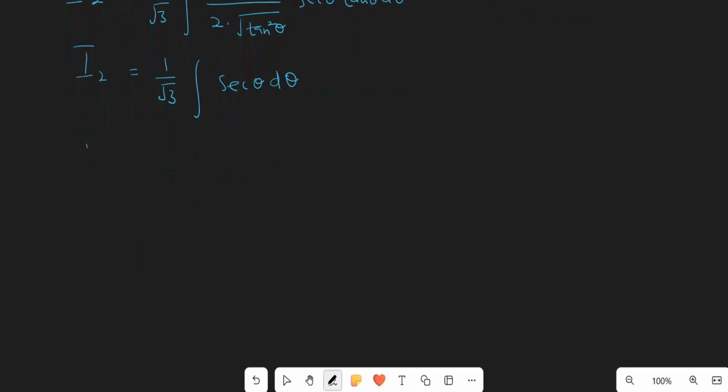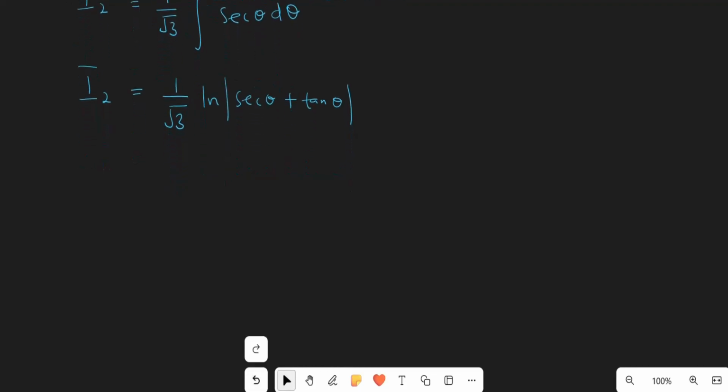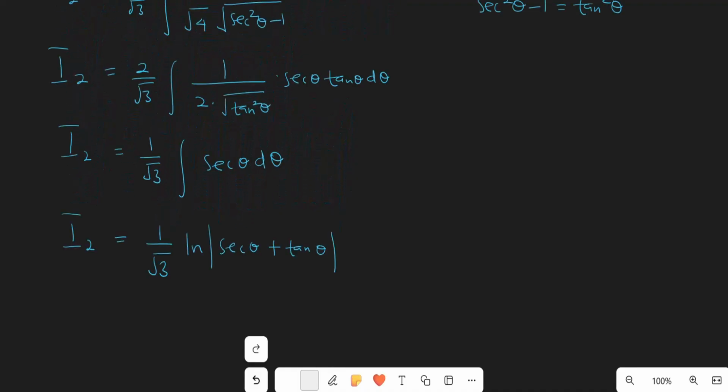And the integral of secant of theta, we have been doing this. The integral of secant of theta is the same as the natural logarithm of the absolute value of the secant of theta plus the tangent of theta. This is the integral of the secant of theta d theta. So this is the value of integral I2 in the theta world.